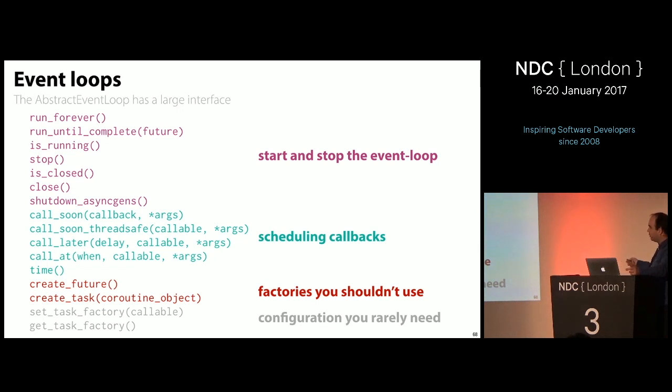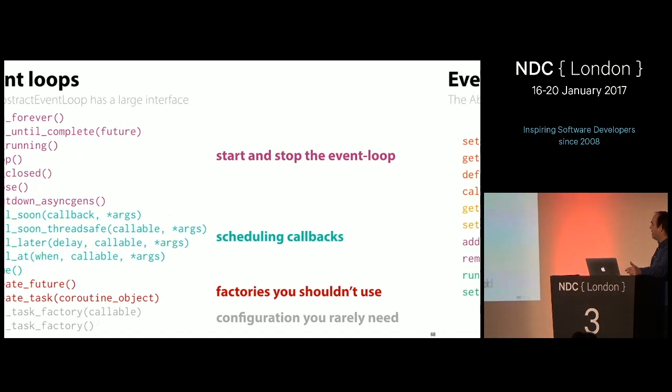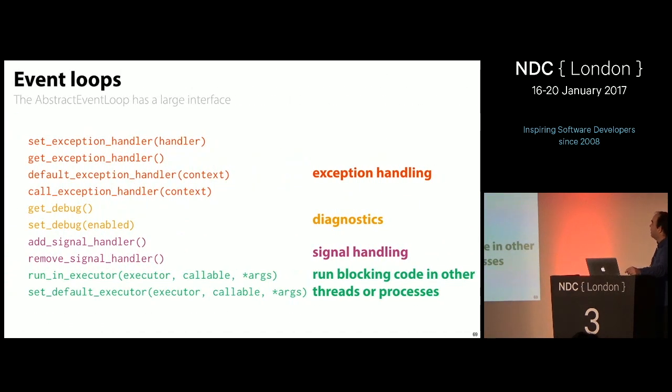Starting and stopping the event loop. Scheduling callbacks. These are not coroutines, these are just regular callback functions. We can arrange for them to be called at some point in the future. Factories that I've just told you shouldn't be used, because there are better alternatives. Configuration things you really need. There's more: a bunch of stuff for configuring how exception handling works, some methods for configuring diagnostics and debugging modes, and methods for dealing with other asynchronous things like signals sent from the operating system.